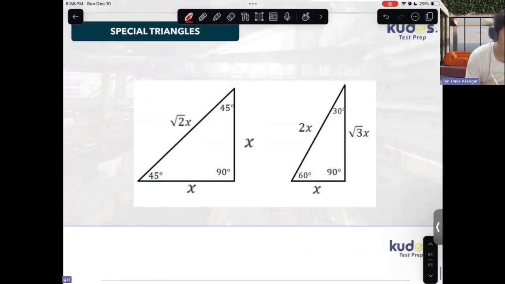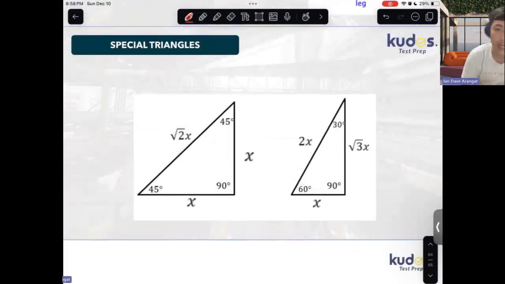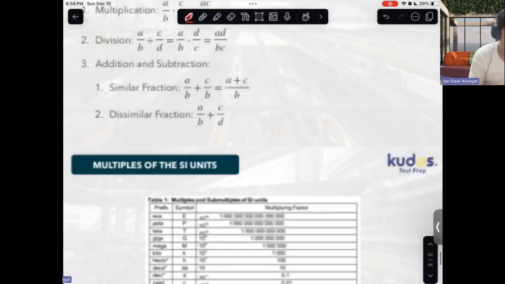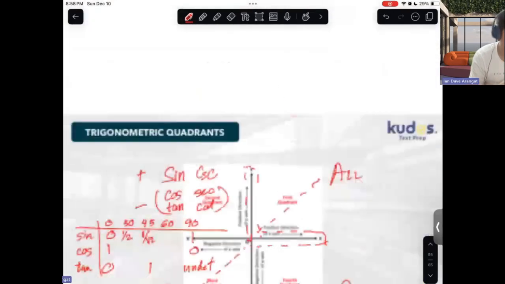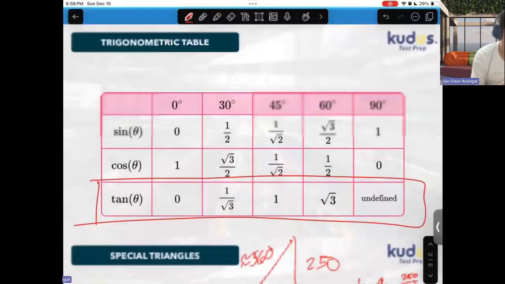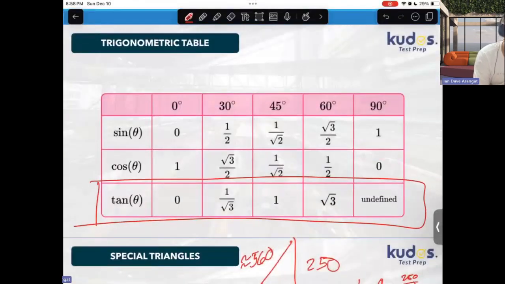I think this is the last. Again, the special triangles will aid you on physics and computing for the angles. So again, please do not forget SOHCAHTOA and for you to populate the trigonometric table. So again, let me share the trigonometric table. So this is the trigonometric table that you will need.